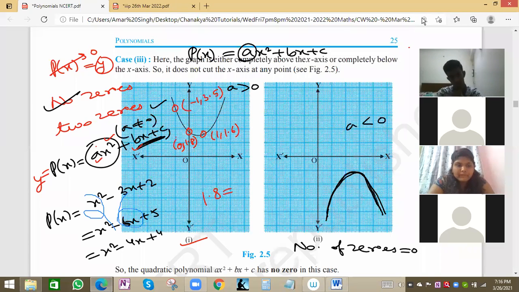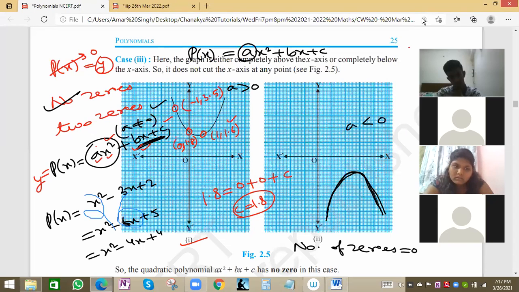So we write 1.8 equal to a into 0 square, which is 0, plus b into 0, plus c. So c we got is 1.8. One constant we got, because all these 3 points are lying on the parabola, so they will satisfy the equation of the parabola, the equation of the quadratic polynomial, same thing. So first, 0 comma 1.8 we have satisfied: x is 0, and y is 1.8.